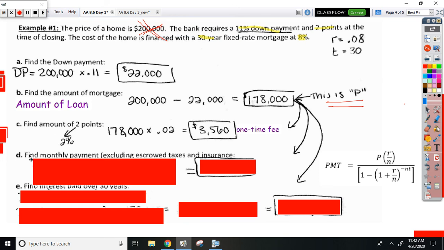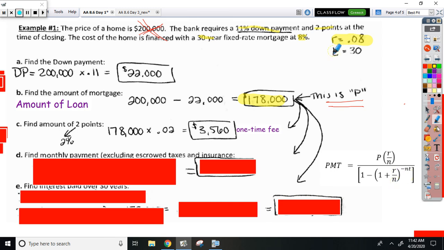And then for part D, this is where we're going to use our new monthly payment formula, which is on your note sheet as well as on the formula sheet that you'll get for your quiz. So this is the new formula we're using. PMT equals, now our P value again is this 178,000 that we found up here. Our rate, we said, was 8%.